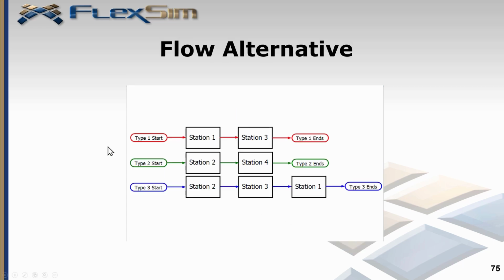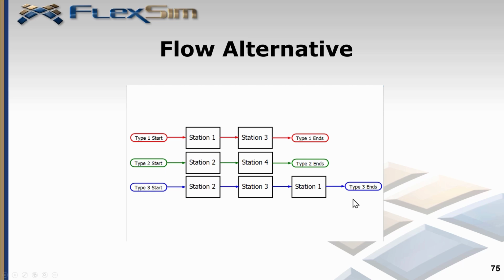So, as an alternative, we could list each part type showing its flow separate from the others. Part type 1 hitting station 1 and station 3 and then ending. And then part type 2 hitting station 2 and station 4 before completing. And part type 3 hitting station 2, then 3, then 1, then completing. Same flow shown on the previous slide, but this is a lot more organized. It's a better visualization of the sequence. Just requires a little different thinking.